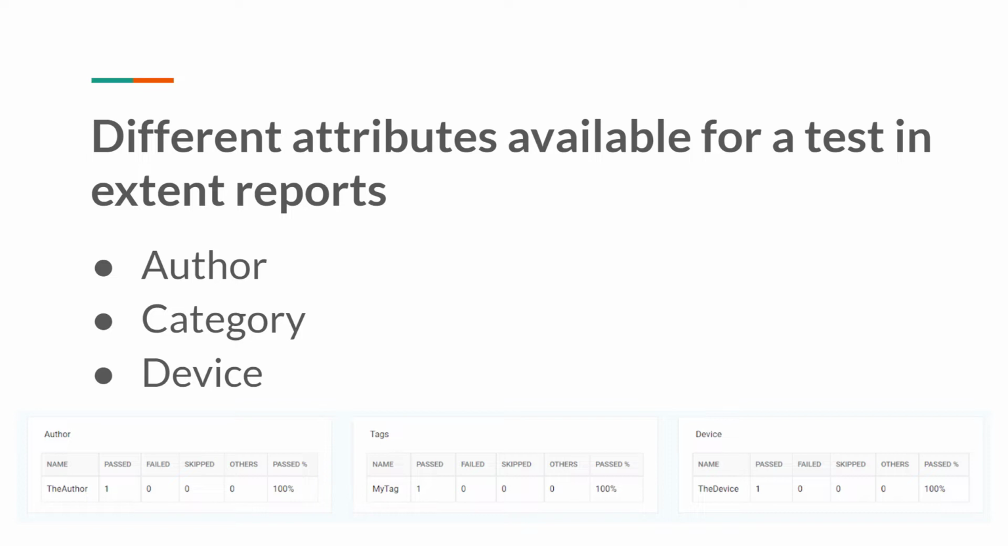So all these things we can actually track, right? That is the reason we need to understand how we can log this information into the extent reports, guys. By using these things, we are going to filter our test cases, or categorize our test cases, in the extent reports.